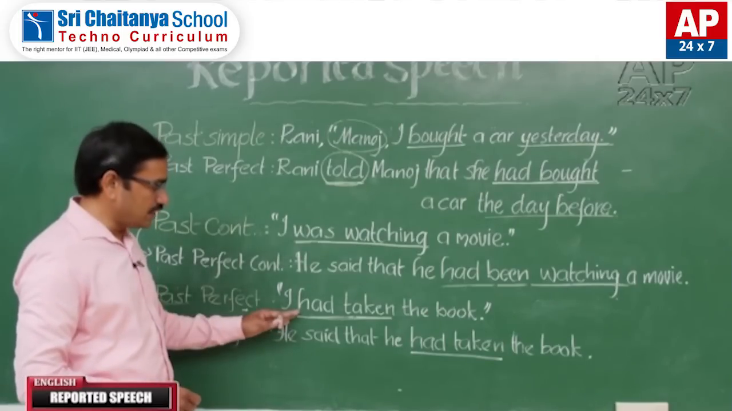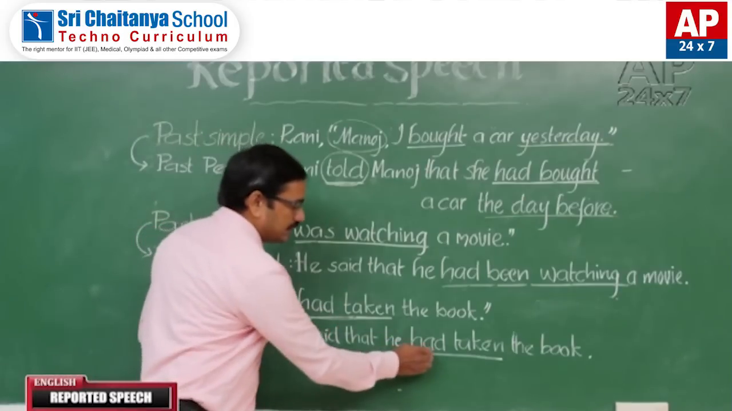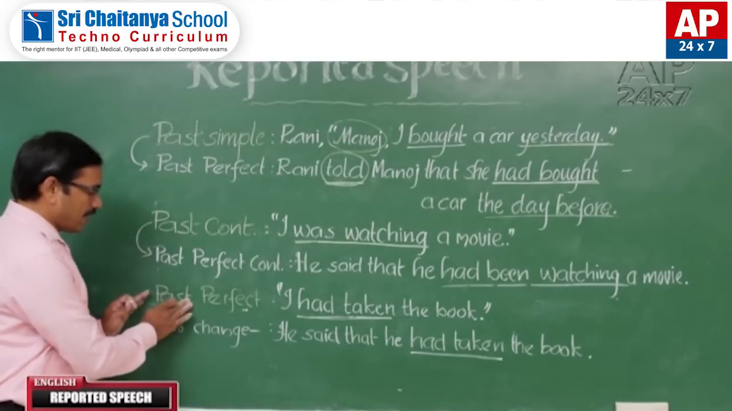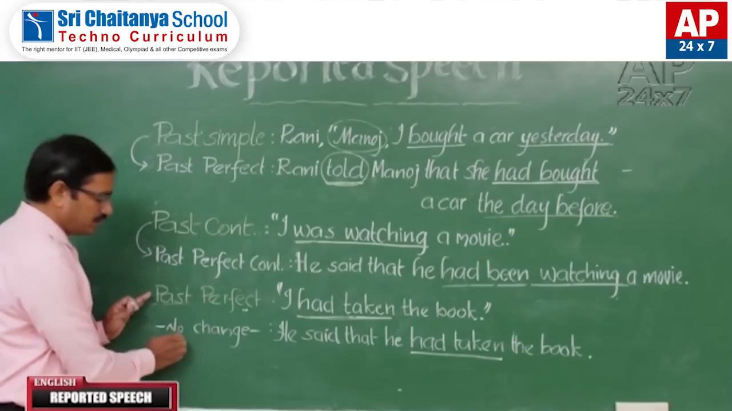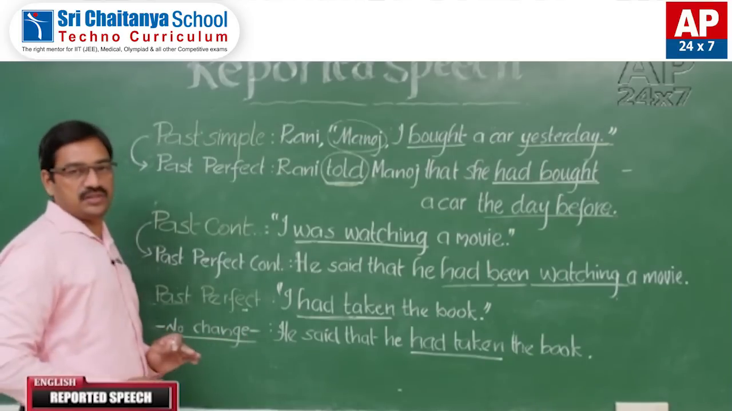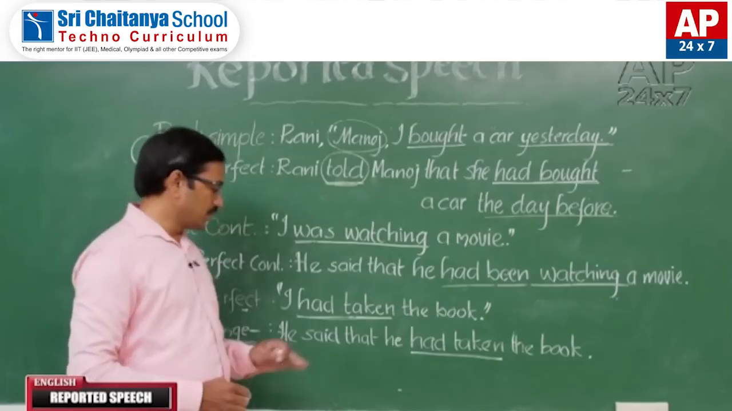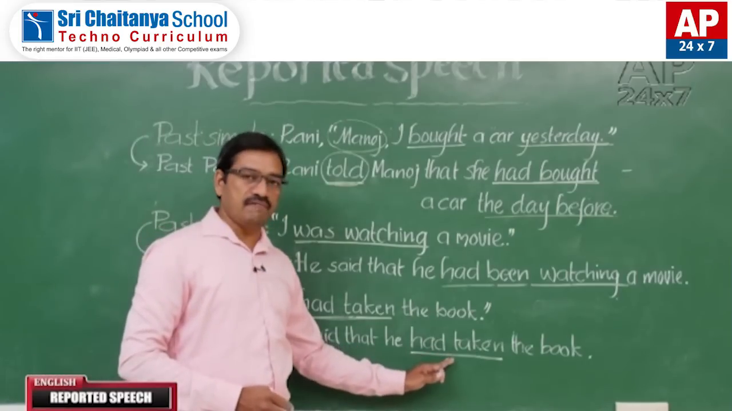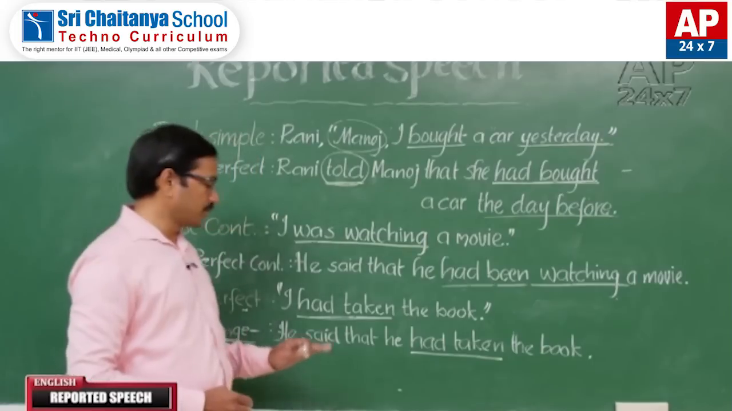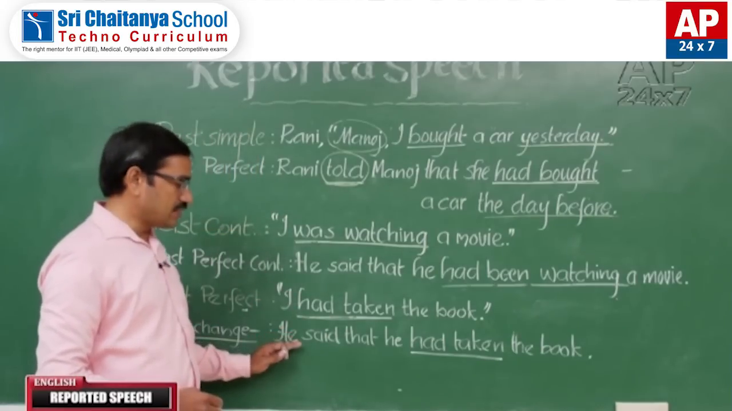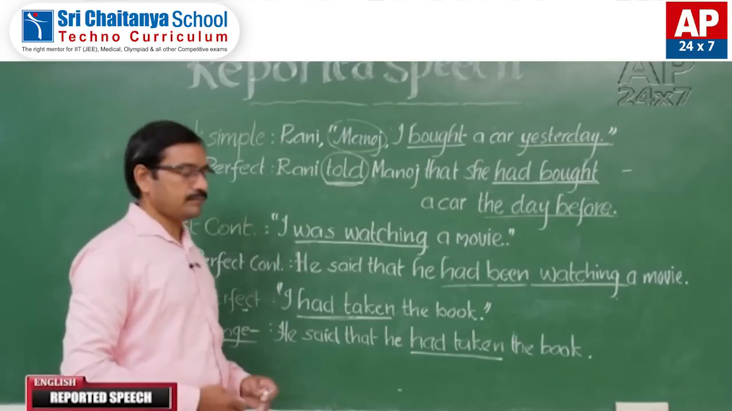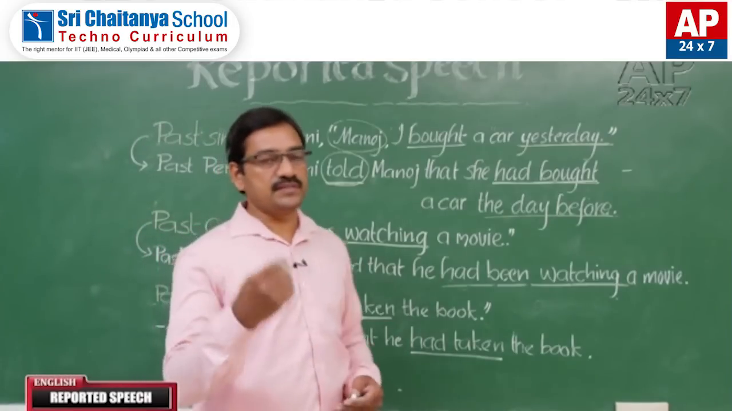So, what did you notice here? Had taken is the same had taken, there is no change. So, when we change past perfect into indirect speech, there is no change in the tense form. Had plus V3 will be the same had V3 in the indirect speech also. I had taken the book, he said that he had taken the book. So, there is no change in the past perfect. Let us see a few more examples.